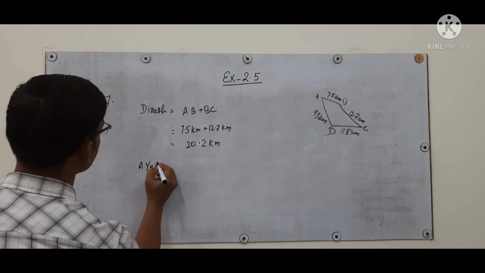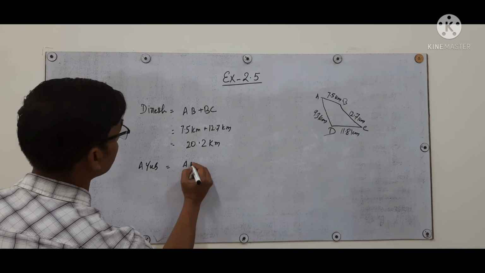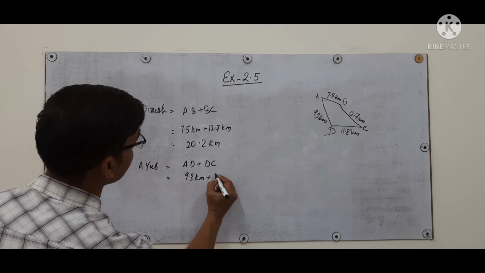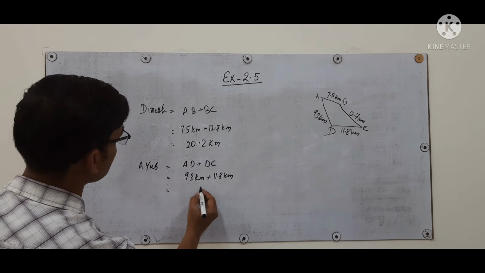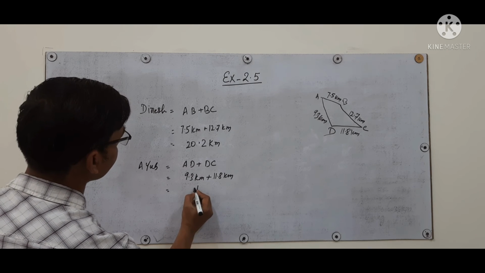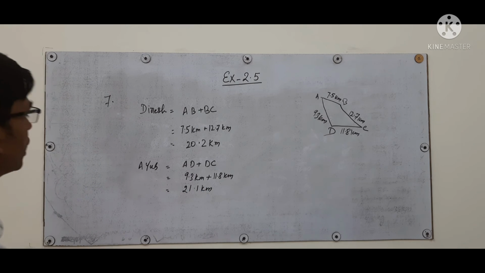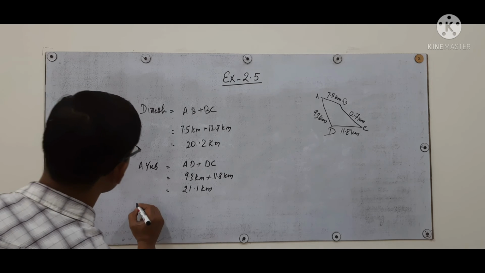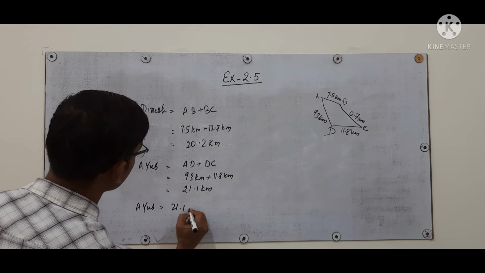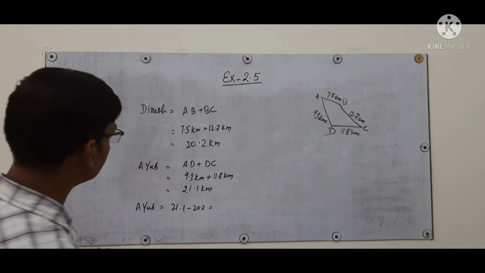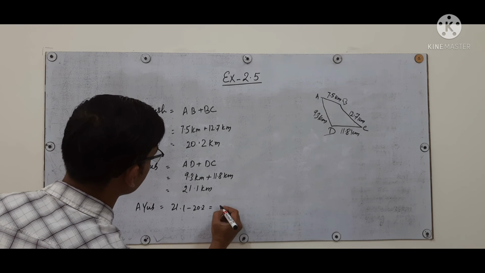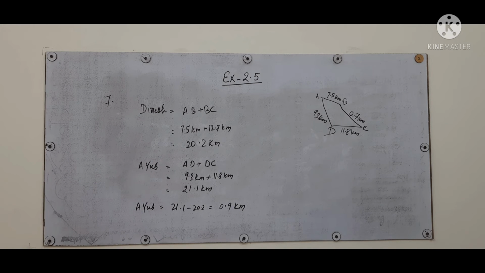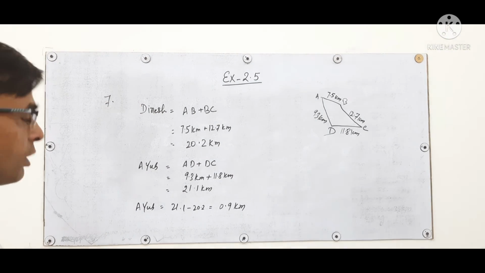Similarly, we will find Ayub's distance and Ayub's distance will be AD plus DC. So AD is 9.3 kilometer, you can see from the diagram also, and DC will be 11.8 kilometers. So we will just add it simply. So Ayub traveled distance 21.1. So you can see from here easily who traveled more distance, that is Ayub traveled more distance, and how much distance more? Yes, correct, 0.9 kilometer. So he traveled 0.9 kilometer more than Dinesh. Okay, so you can just note from here.